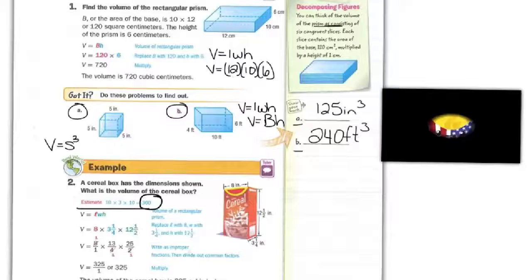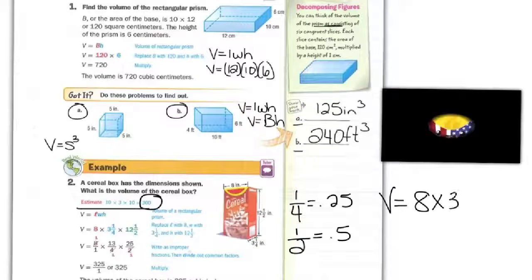Over on the side here, you may also change your fractions into decimals. Okay, I'm going to give you some helpful hints on what the decimals are because you can handle decimals. 1/4 always equals 0.25, and we already learned in previous lessons that 1/2 equals 0.5. So you could change these numbers to volume equals 8 times 3.25 times 12.5 and plug it in your calculator and get your answer, which would be 325.